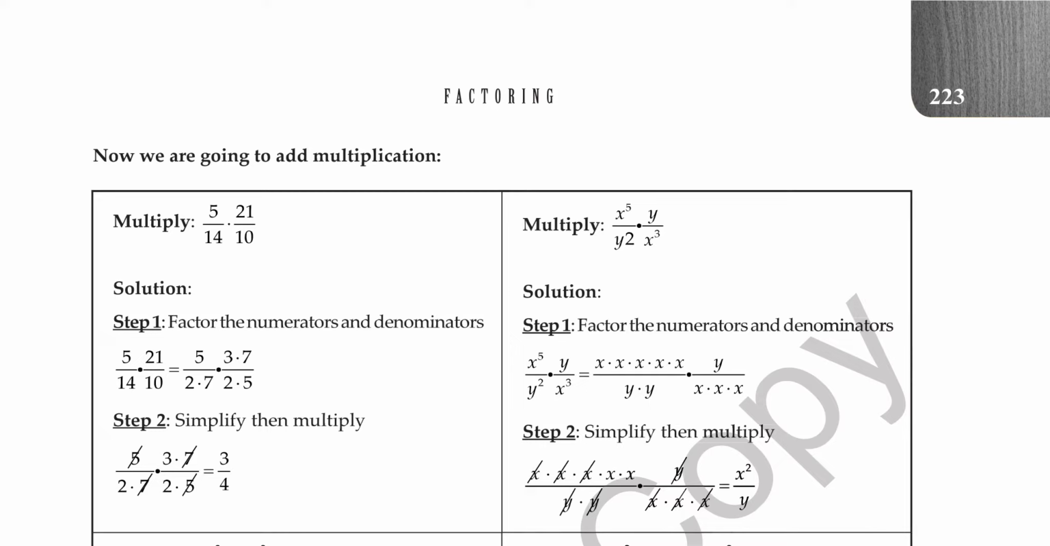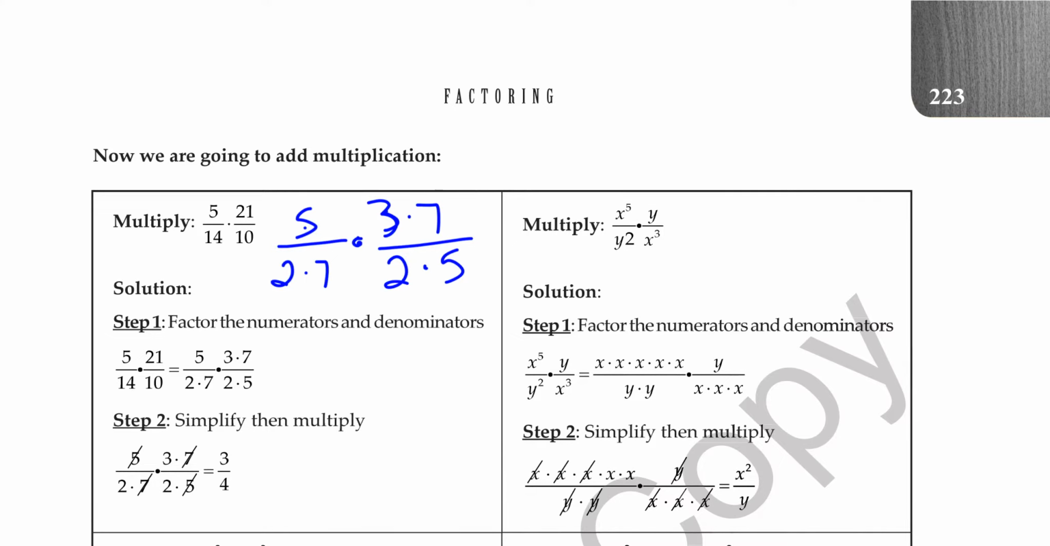So I'm first going to factor 5 over 14. 5 is already prime, so it isn't going to factor. The 14 factors to be 2 times 7. And we're going to factor 21, which is 3 times 7. And we're going to factor 10, which is 2 times 5.